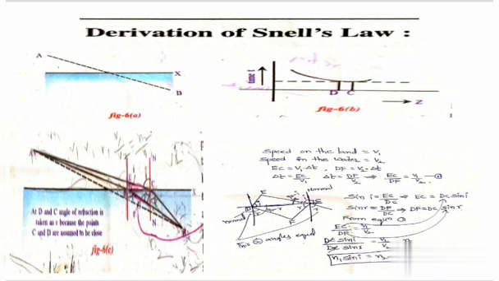So Snell's law: sin i by sin r equals n2 by n1, which means it is the ratio of the sine of the angle of incidence to the sine of the angle of refraction. Now we will discuss the derivation of Snell's law. Consider the following analogy to derive it.